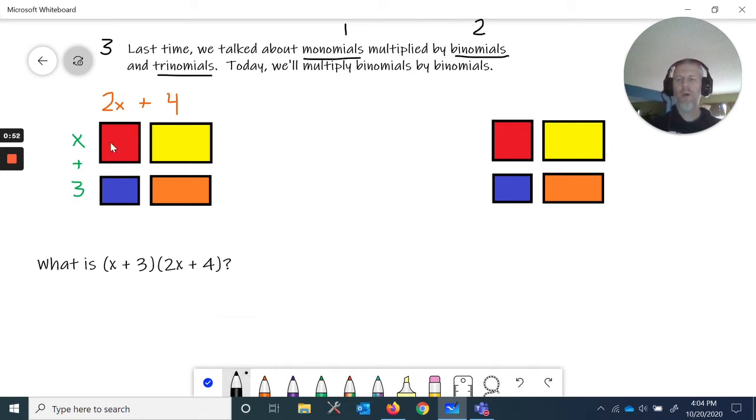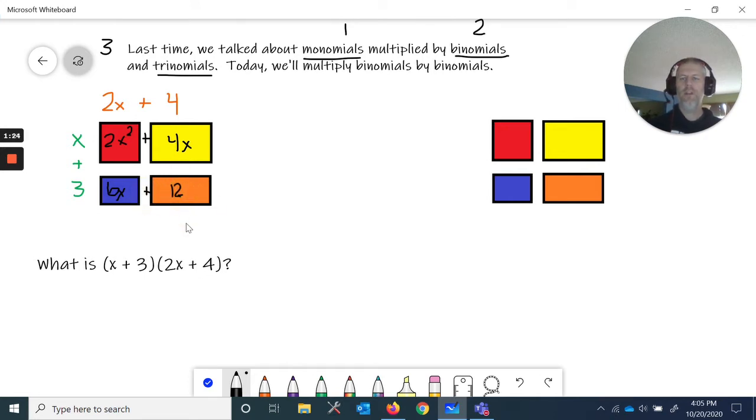So x times 2x is 2xx, which I'm going to shorthand as 2x squared. So this yellow rectangle is x times 4. So that's going to be plus 4x because we got the plus sign there. And then now for this row, we know these are 3 where these were x. So we have 3 multiplied by 2x. So 3 times 2 is 6, so 6x. And then this one is 3 times 4. So 3 times 4 is 12.